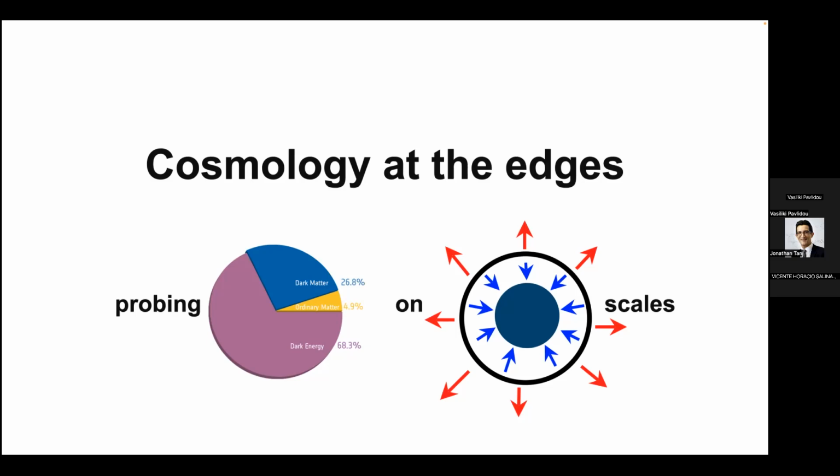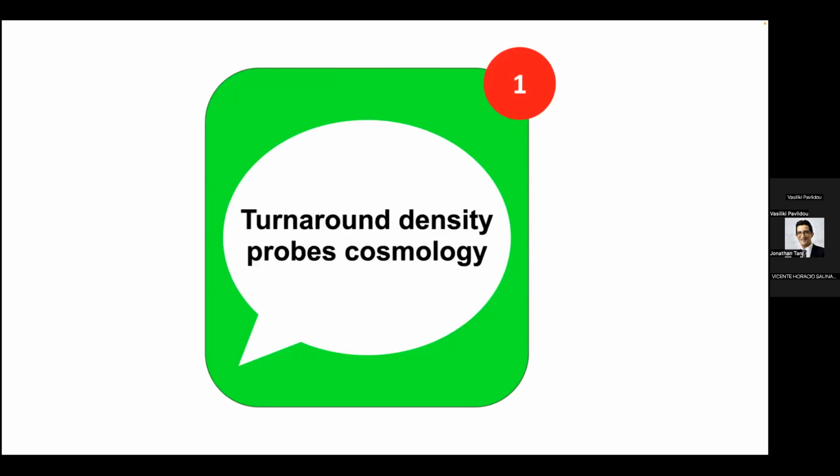And my argument is that there, you're particularly sensitive to the cosmological parameters, especially dark energy. And I'm going to try to convince you about that. There is a single message of this talk, and I will come back to it again and again: turnaround density probes cosmology. And by the end of the talk, I'm hoping to have informed you about what turnaround density is and convince you that it indeed probes cosmology.